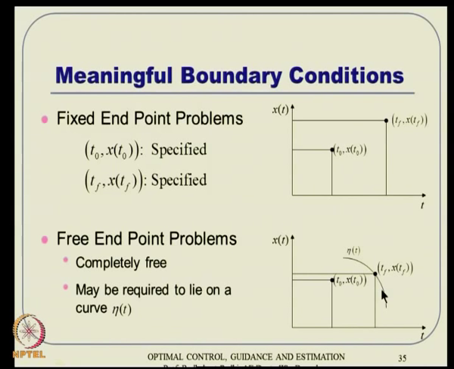It does not matter where you join, but as soon as you join the orbit and then have the orbital condition, then that is the orbit that you are going to follow from there onwards. So, that kind of thing requires free endpoint problem formulations, where it is not completely free, but the final point is required to lie on a curve.